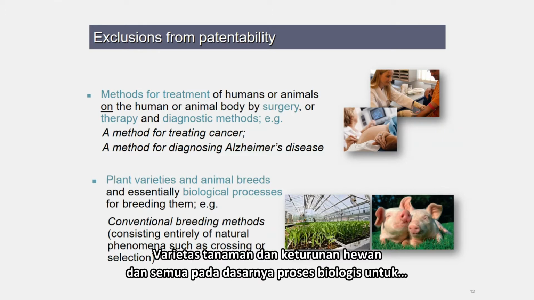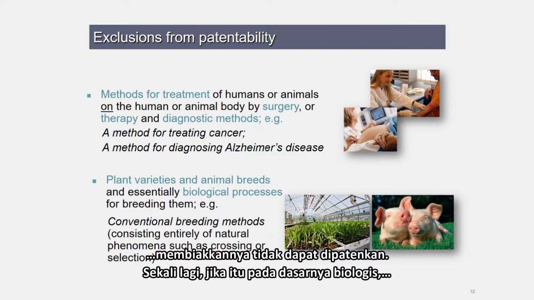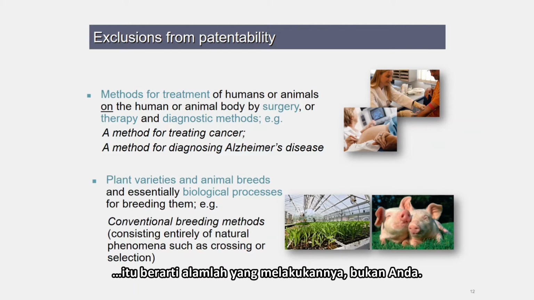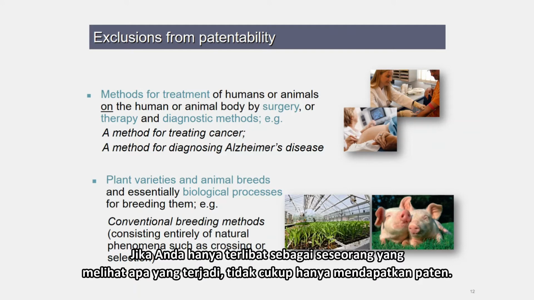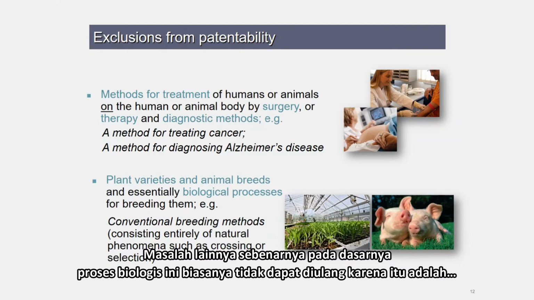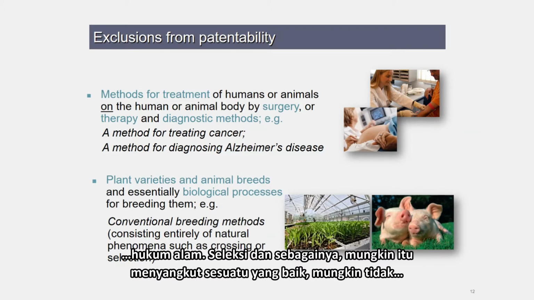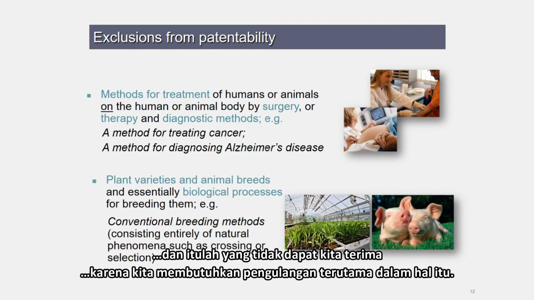Then plant varieties and animal breeds and essentially biological processes for breeding them are not patentable. Again, if it is essentially biological, it means that nature does it, not you. If you are just involved as somebody who is looking at what happens, it is not enough to get a patent. The other problem is that these essentially biological processes are normally not repeatable, because that is the laws of nature, selection and so on. Maybe it comes to something which is good, maybe not, and that is what we cannot accept, because we need the repeatability.